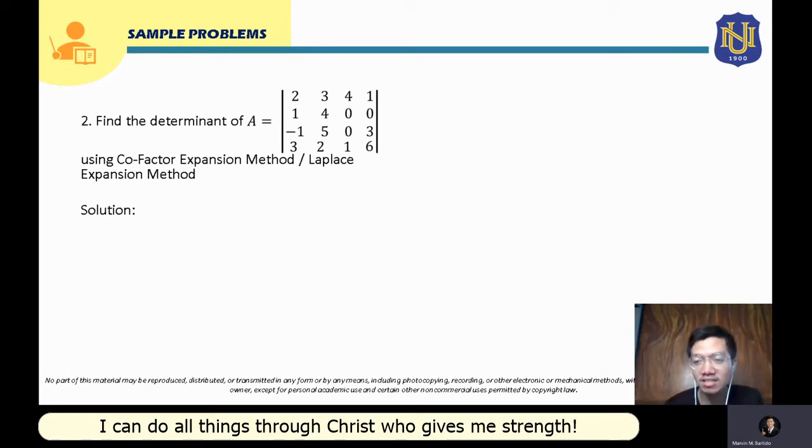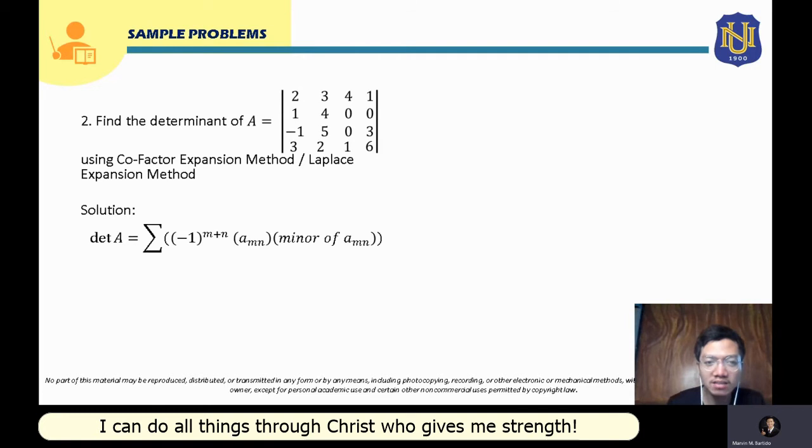Here again, it is easier if you choose a row or column that has many zeros. In this case, as you can see, this second row actually has 2 zeros. So it will be okay if we choose this row, since there are two zeros here. And also, if you choose the third column, there are also two zeros in the third column, so you can also choose that. It depends on you what row or column you're going to choose. But it is advisable to choose either row 2 or the third column, since they are the ones that have many zeros.